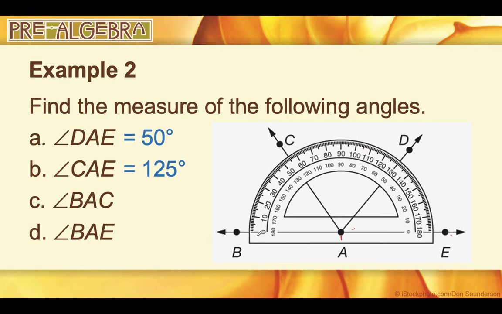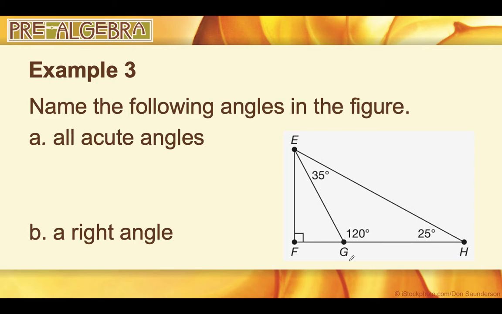Angle BAC, now we're starting down here from our 0 point. Hopefully you notice that angle BAC is an acute angle, and that one, sure enough, is 55 degrees. Angle BAE is a straight angle. How many degrees does a straight angle measure? 180 degrees.